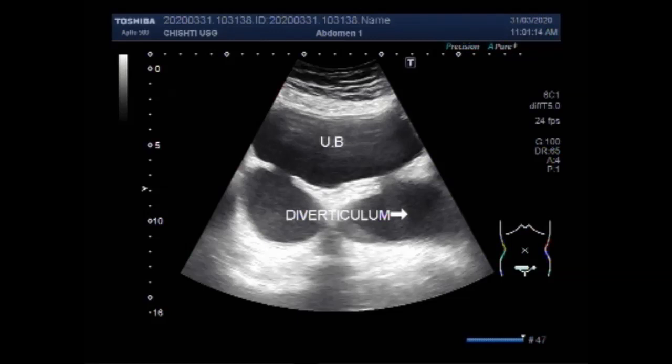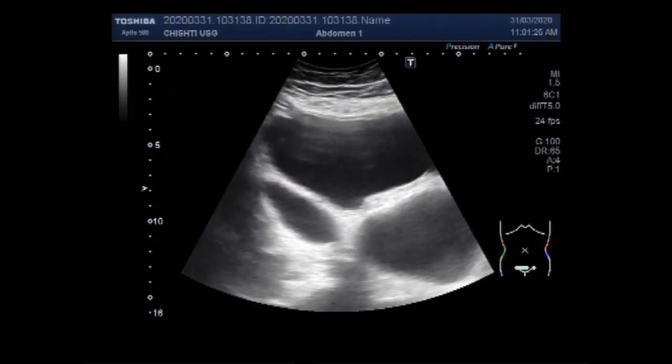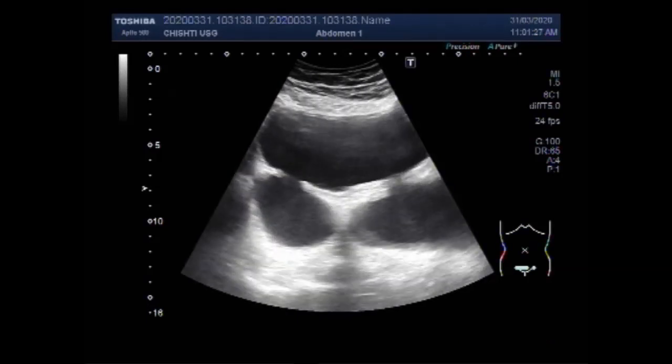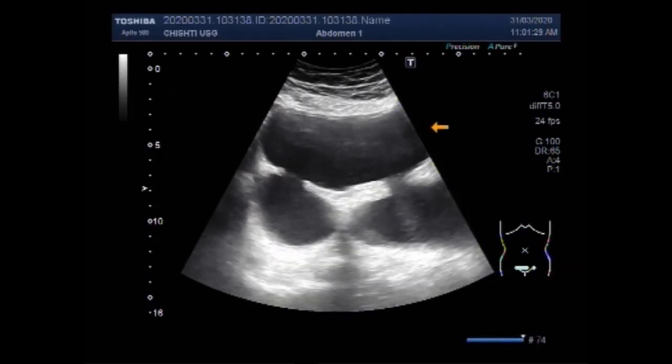Trabeculation of the urinary bladder occurs from repeated obstruction in the urethra. When an obstruction occurs, the muscle wall of the bladder has to work too hard to move the urine past the blockage. This leads to thickening of the muscle wall and a loss of elasticity. Now you can see this is the communication between the urinary bladder and the diverticulum.